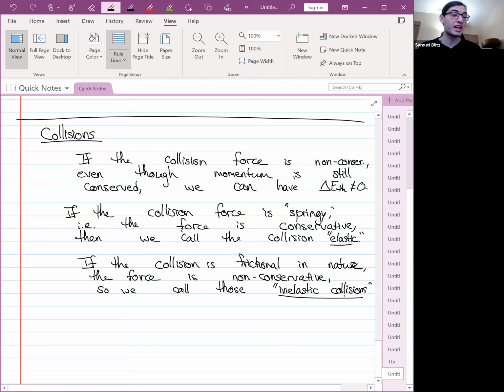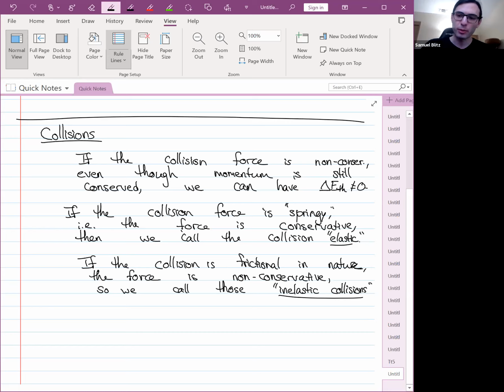So there are basically two classes of collisions. There are elastic collisions, which involve only conservative forces internal to the system. And there are inelastic collisions, which involve at least one non-conservative force internal to the system. And by the way, when we're talking about collisions in general, we always neglect external forces. We don't worry about gravity, we're just worrying about two things colliding and then something happening.